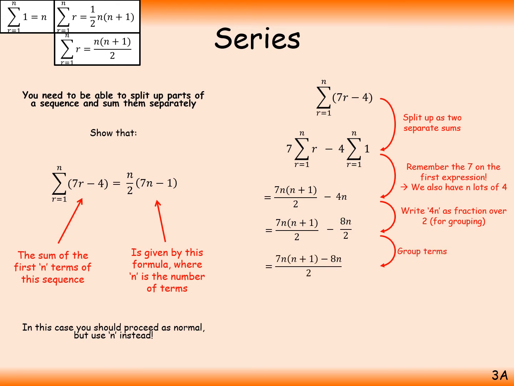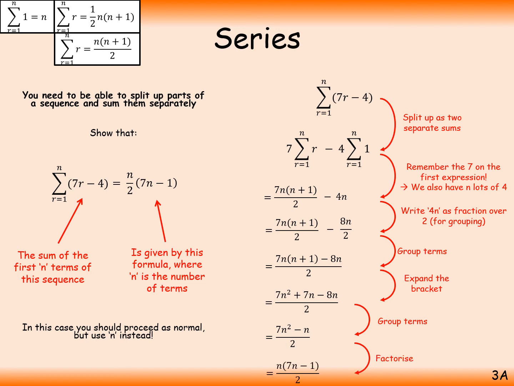And if you group the terms together, expand the bracket. If you group the terms, so if we finally factorize this, we could see the sum of 7r minus 4 is indeed equal to n bracket 7n minus 1 all over 2.